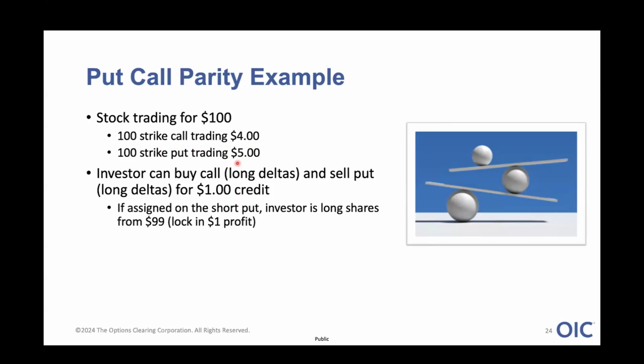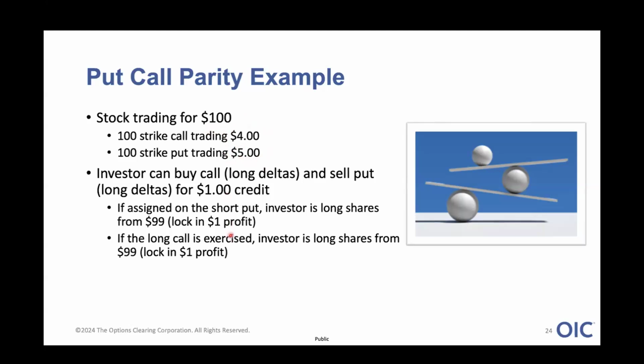Okay. So let's just say at $4.50, if the call's trading for $4.50 and the put's trading for $4.50, now if I buy the call for $4.50 and I sell the put for $4.50, that's even money. That's the same thing as buying stock for $100. In that case, the equilibrium would be restored. But let's just say I was able to buy the call for $4 and sell the put for $5. That's a $1 credit, and then I sell stock for $100.